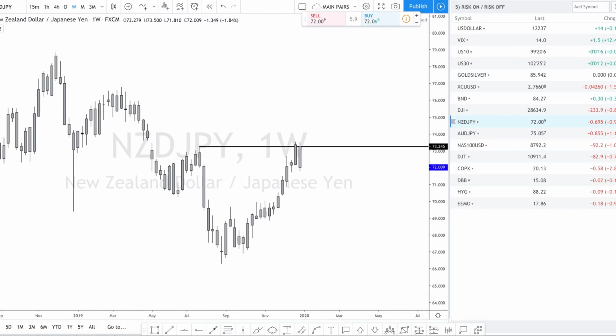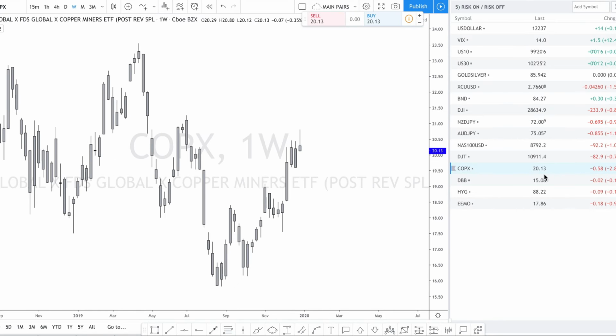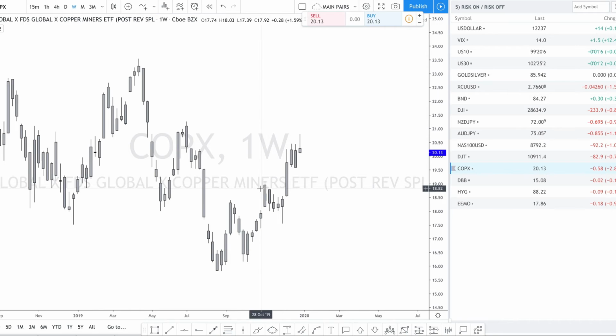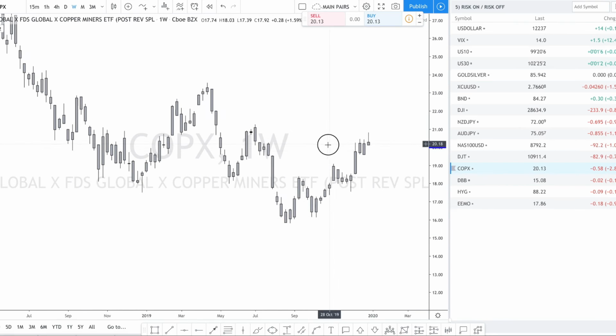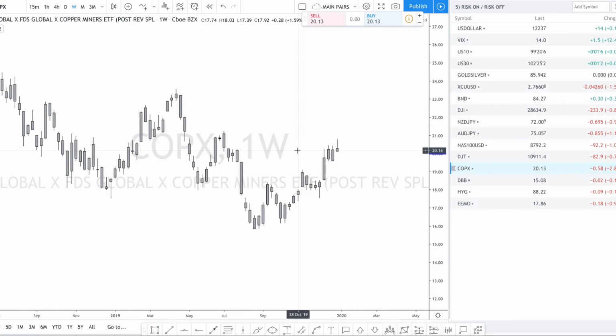We've also got copper. Copper's a good one as well. Copper is another measurement of economic health. It's the world's third most used metal after iron and aluminium, and it's primarily used in construction.